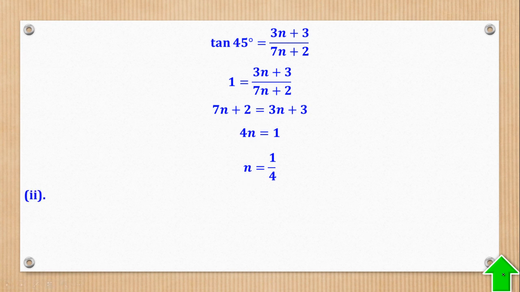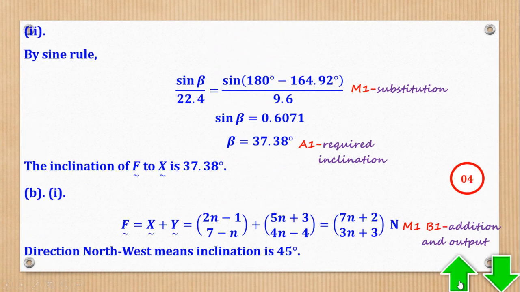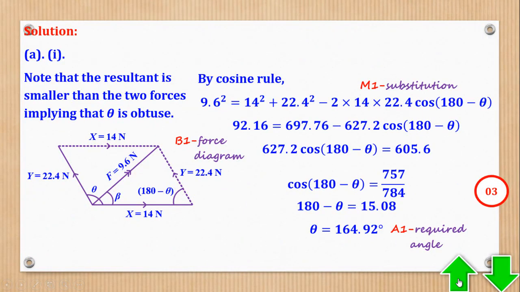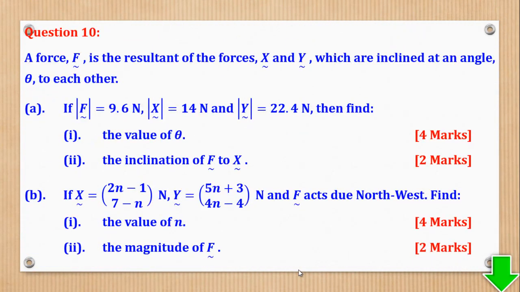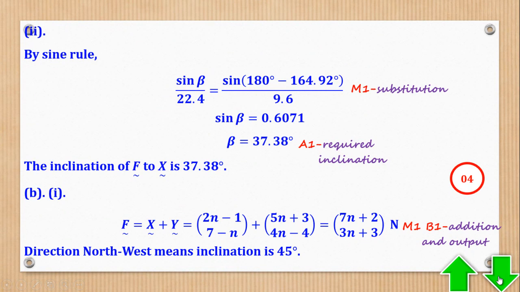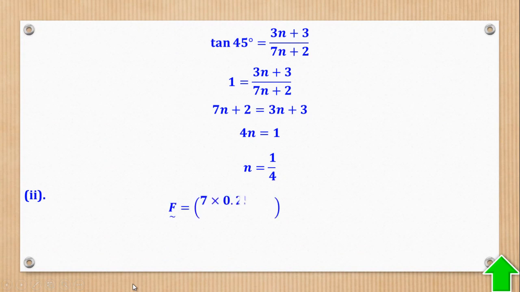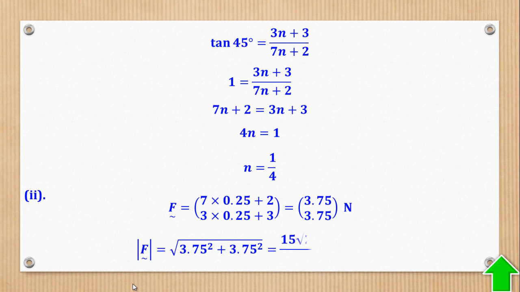Then Roman 2, they want the magnitude of F. So now that we have got the value of n, we can get the vector form of F and also get its magnitude later. So substitute n here. We'll come up with that. Then magnitude will be that. And that's what they wanted.